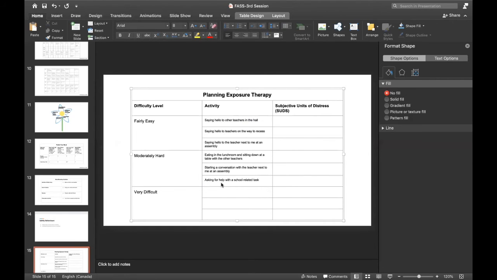Okay, and what about 3 situations you find very difficult? Asking another teacher to have lunch with me. Okay. Making a comment at a staff meeting. And the last one? And volunteering to participate in extracurriculars.